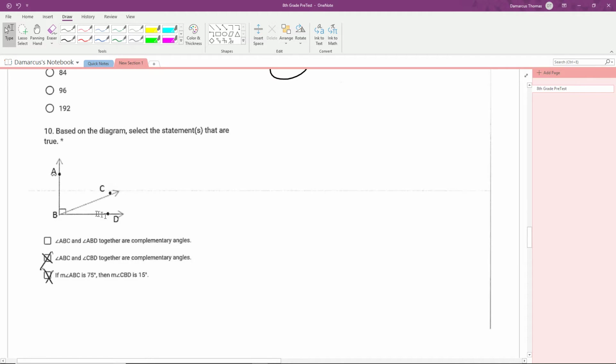ABD is not complementary. ABD is 90. Complementary means 2 add up to 90. The sum is 90. That's what complementary means. The sum of 2 angles, or the sum of not just 2, in our case 2 angles, but it could be a number of angles, and the sum of them all could be complementary.